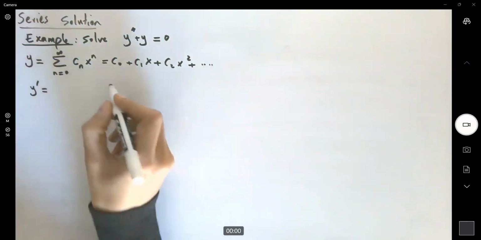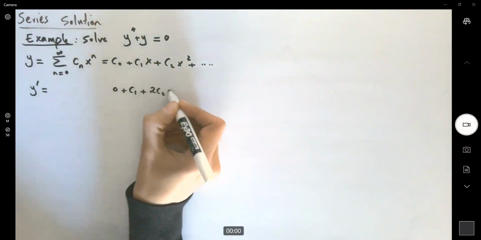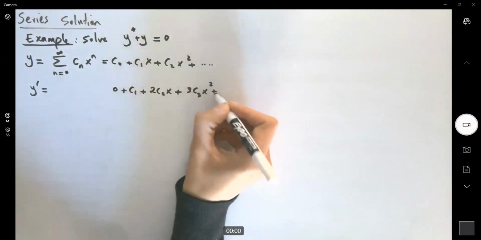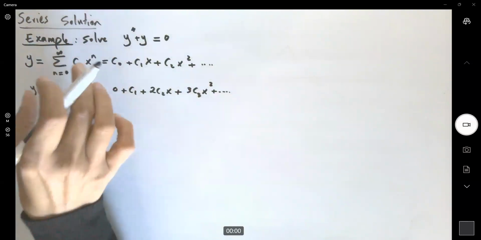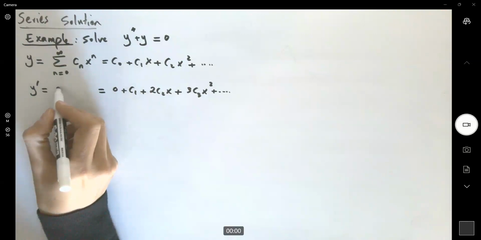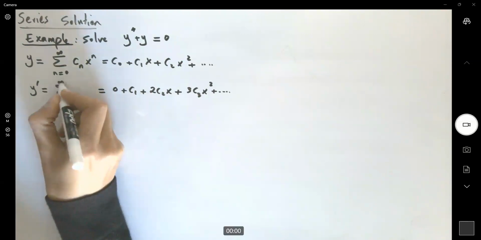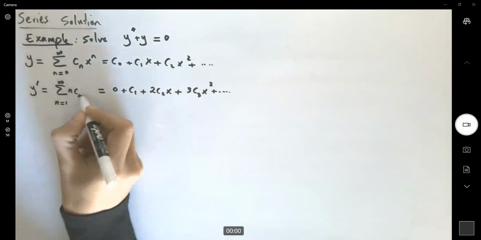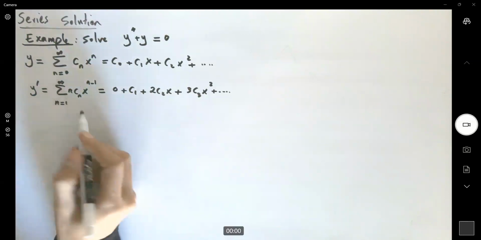The first derivative becomes 0 plus c sub 1 plus 2 c sub 2 x plus 3 c sub 3 x squared plus the rest of the terms. As you can see, after you take the derivative, this series becomes the sum starting from 1 to infinity. This is what we discussed in elementary calculus. You can take the second derivative.